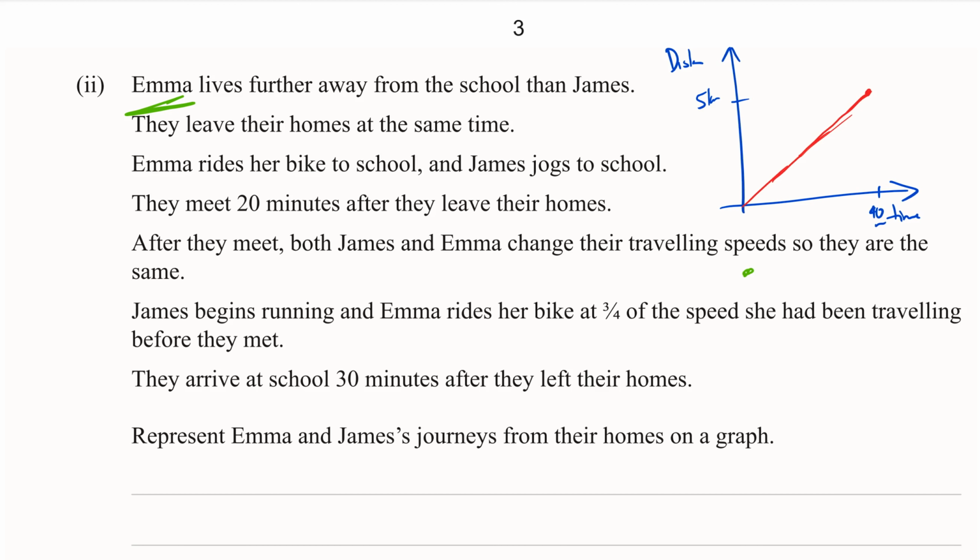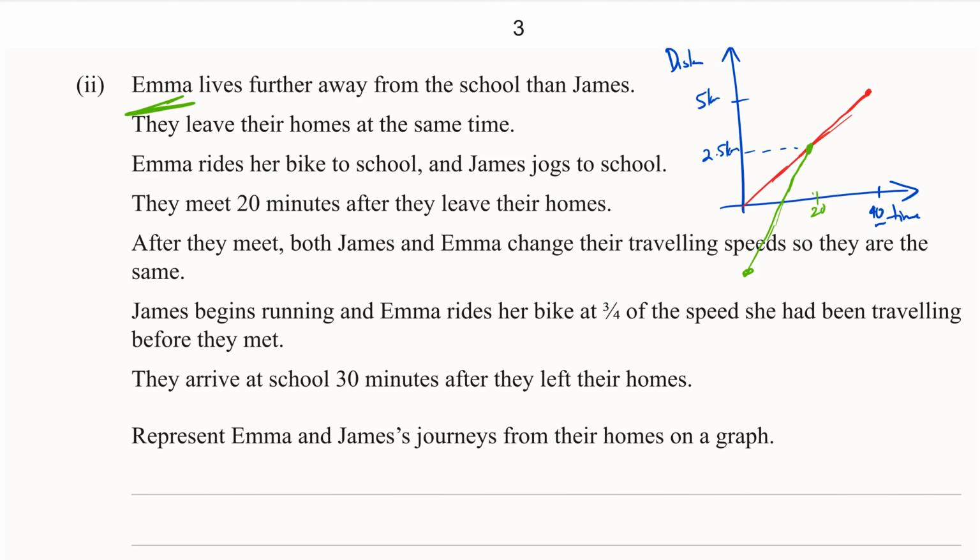So that means 40 is here, 20 is somewhere here, and at this point Emma is actually meeting halfway. So that means we also know the distance, because it's 20 minutes and James is running at that average speed, that's going to be 2.5 Ks.